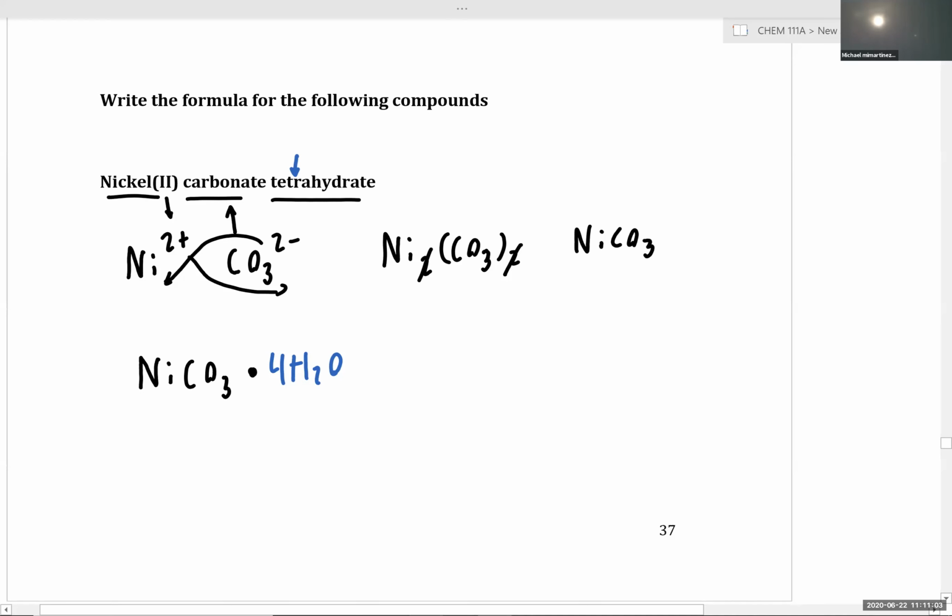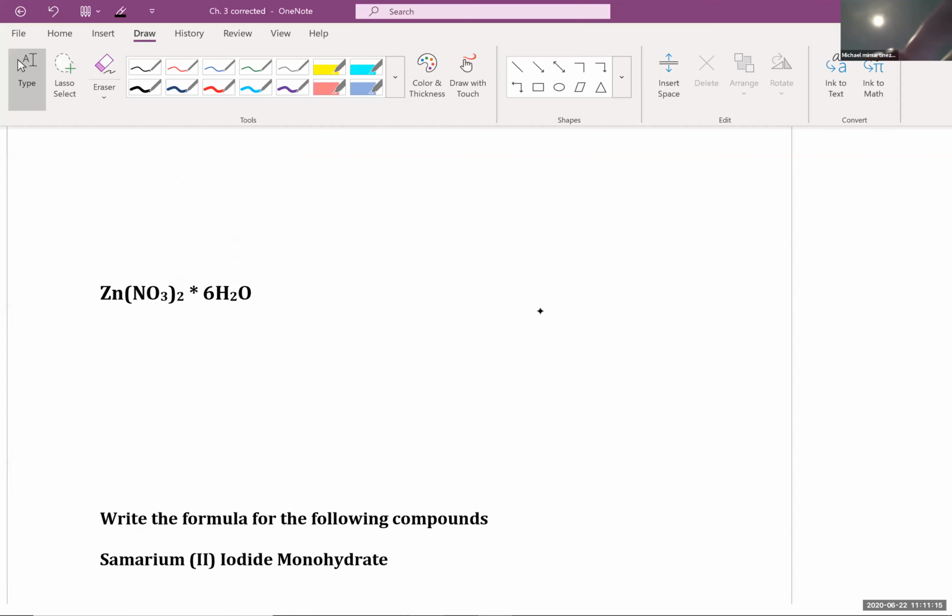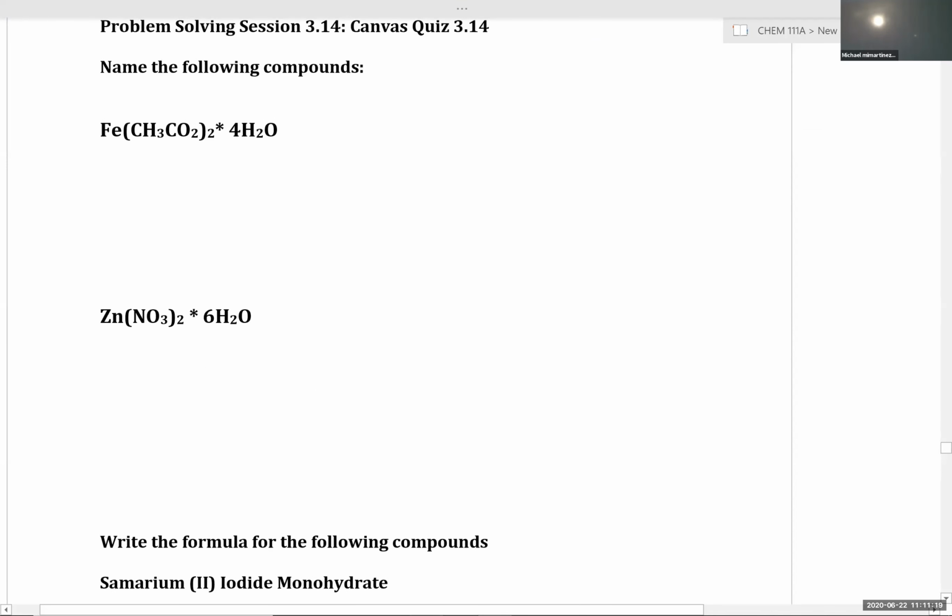So let's keep going now, and let's try to apply what we've covered in these previous examples to a new set of problems. In this case, you can submit your responses via the chat or via Canvas, looking at Canvas Quiz 3.14. So in this case, you're asked to name 2 hydrates, as well as write the formula of 1 hydrate. And we'll discuss in about 3 to 4 minutes. Don't be shy to submit your responses via chat or via Canvas, and if you have any questions, of course, don't be shy to ask them.